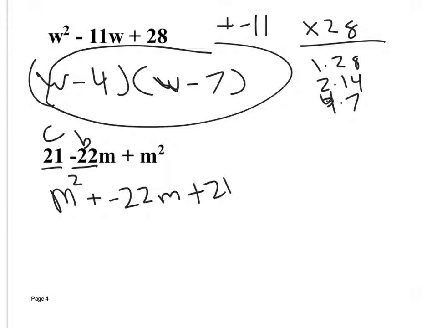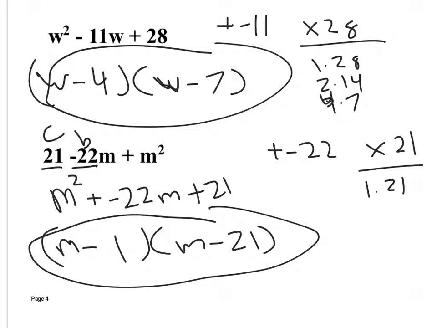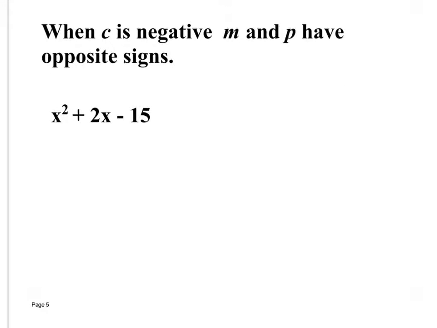So, what would add to give me -22 and multiply to give me positive 21? Exactly. Because 1 and 21 would be a factor of 21, and yes, if you add those, you would get -22. So m minus one of them and m minus the other, because we know that they both have to be negative. All right. Any questions how to do those? No.